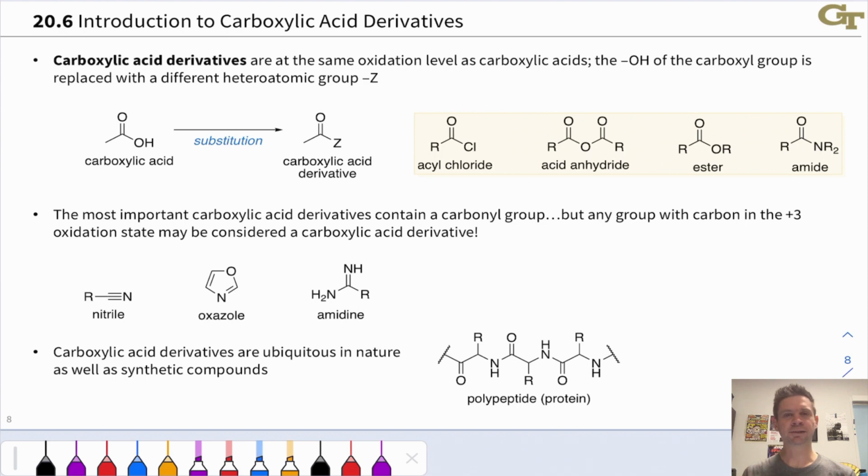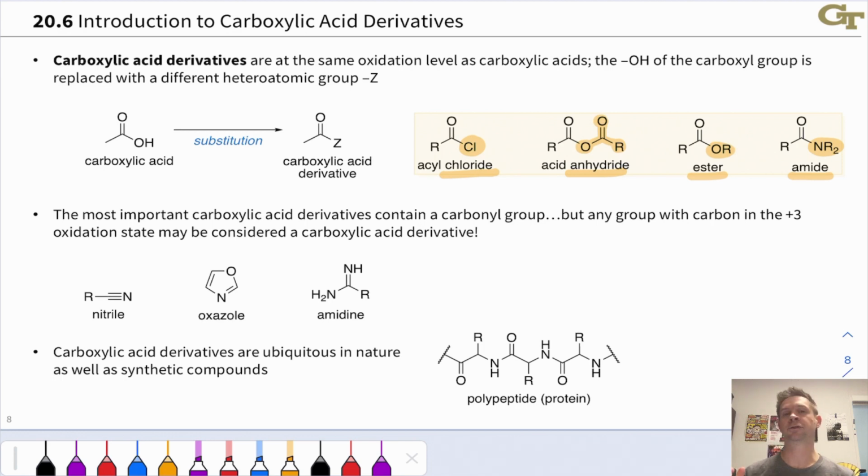In this unit, we're mainly going to focus on 4 classes of carboxylic acid derivatives: acyl chlorides, in which the heteroatom is chlorine, anhydrides, in which a carboxylate is actually linked to the carbonyl carbon, esters, in which an alkoxy group is linked to the carbonyl carbon, and amides, in which an amino group, or NR2 group, is linked to the carbonyl carbon. And these are definitely the 4 most practically important carboxylic acid derivatives in the organic chemistry laboratory.